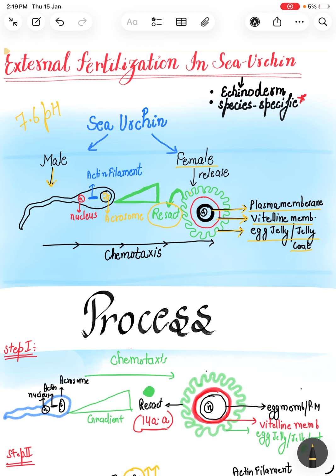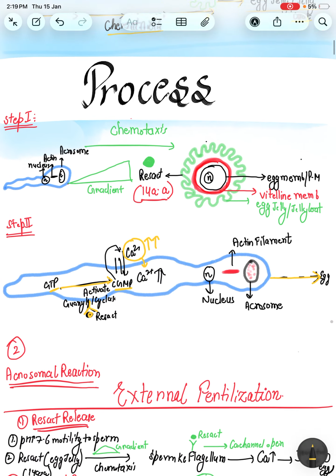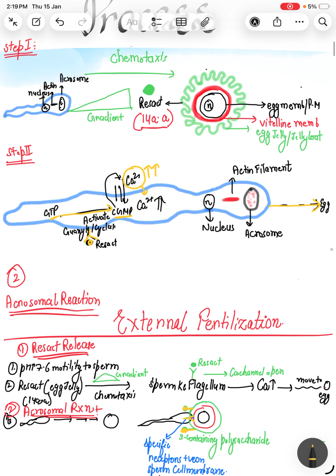chemical which is resact. So, the concentration of resact around the egg is high, but the concentration far from the egg will be low. So, there will be a gradient. The sperm move towards the egg. This movement is known as chemotaxis. Now the sperm is doing chemotaxis and it is moving towards the egg.